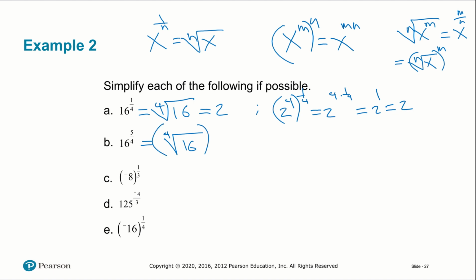In other words, figure out the 4th root of 16 first and then raise it to the power of 5. Now I know that that's going to be 2 to the power of 5, which is 32.